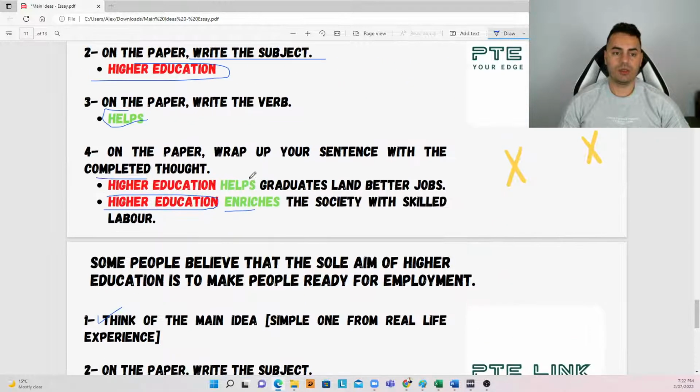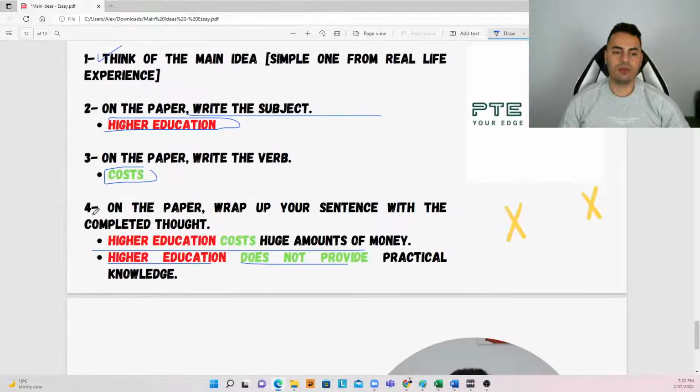So now I have 2 positive ideas. I have 2 negative ideas. If I have a proper template, I will end up in a very good essay. This is what I wanted to share with you.